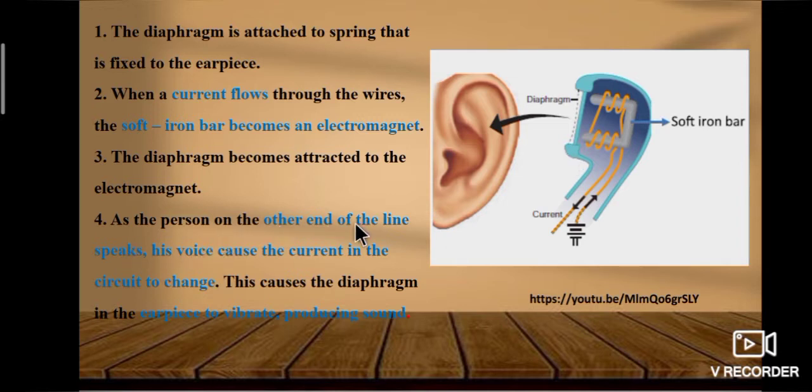As the person on the other end of the line speaks, his voice causes the current in the circuit to change. This causes the diaphragm in the earpiece to vibrate, producing sound.